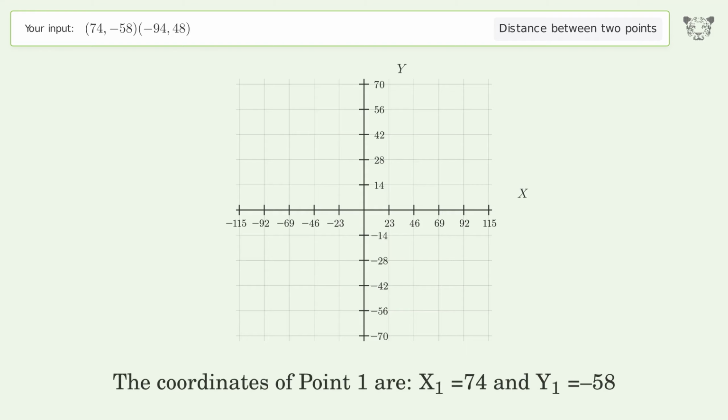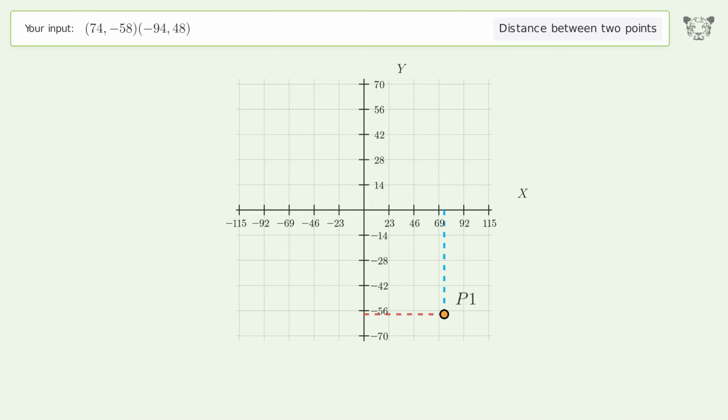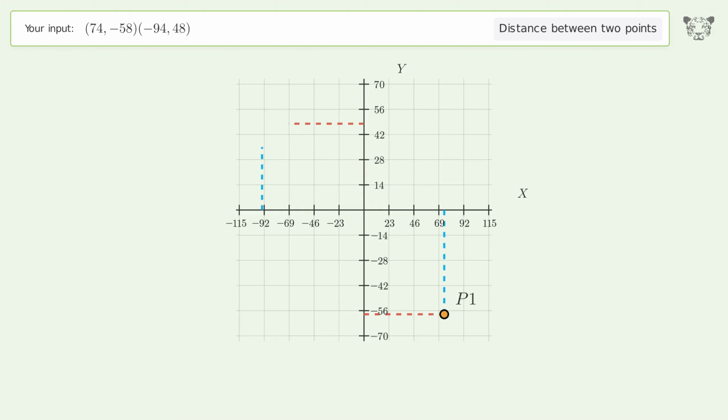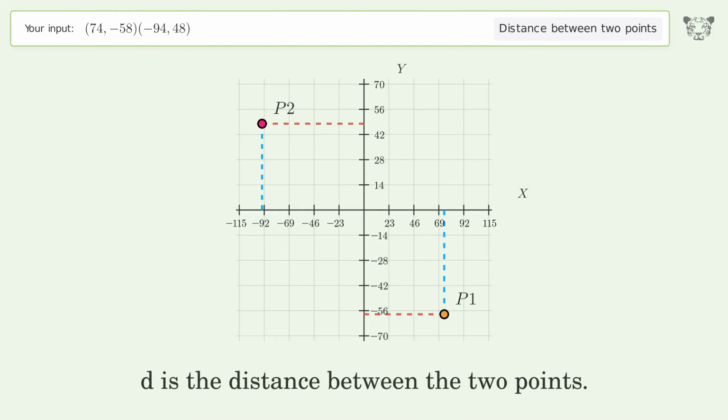The coordinates of point 1 are x1 equals 74 and y1 equals negative 58. The coordinates of point 2 are x2 equals negative 94 and y2 equals 48. D is the distance between the 2 points.